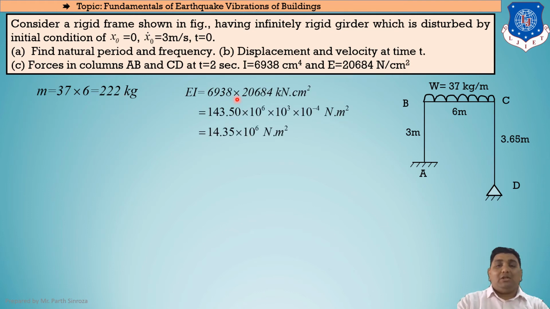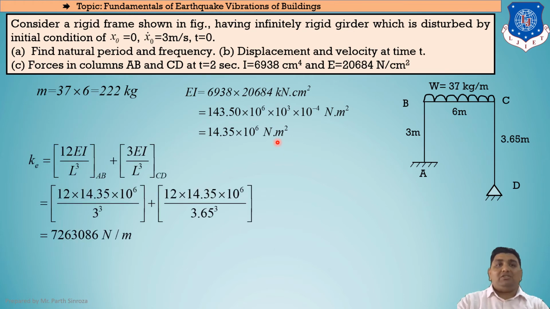Now we'll be focusing on our EI, because we need to substitute the value of EI in the different parameters. So I is already given in the question as 6938 centimeter raised to 4 and E is given in the question to be 20684 Newton per centimeter square. So multiplying it, we are getting an answer in the form of kilonewton into centimeter square. But we always need to get our final answer in the form of Newton into meter square. So this 10 raised to 3 is for converting kilonewton to Newton, and this 10 raised to minus 4 is to convert centimeter square to meter square. Clear? So this is our final answer, that is 14.35 into 10 raised to 6 Newton into meter square.